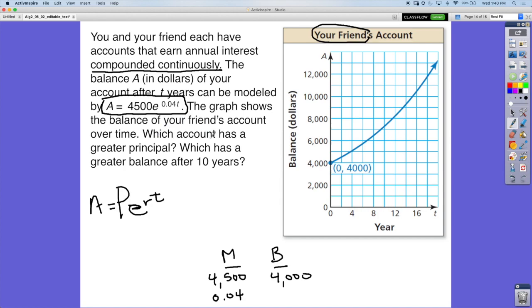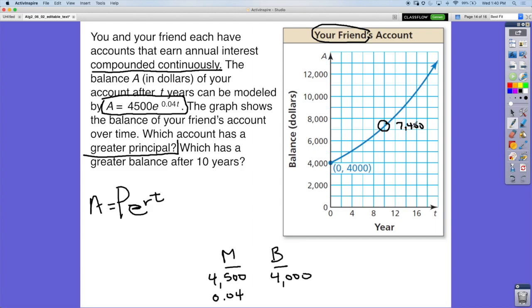So it says, which account has the greater principal? Who started with the largest balance? Yes, me. I did. So there's question number 1. The only thing that you need to know there is how to read this equation. Now, second one, who has the biggest balance after 10 years? So let's look at the balance of your buddy. 10 is right here. This goes by 1,000, so it's a little bit more than 7,000. It's not quite 7,500. Maybe like 7,400, something like that.